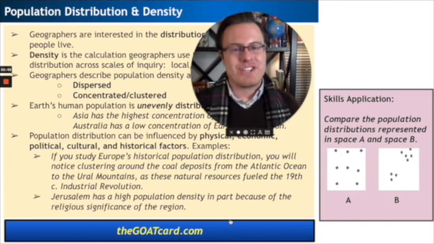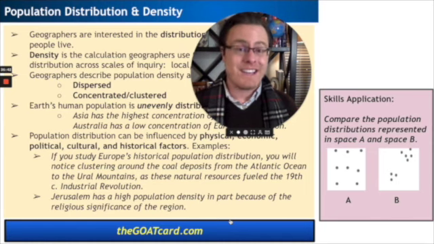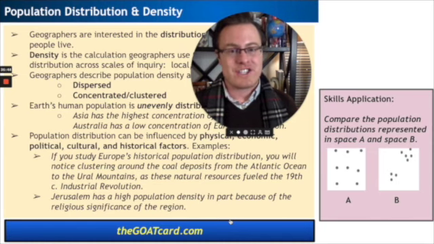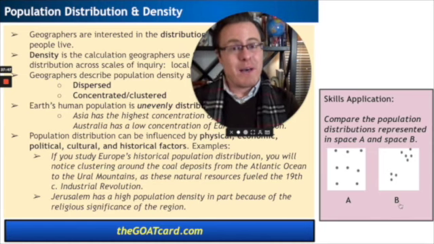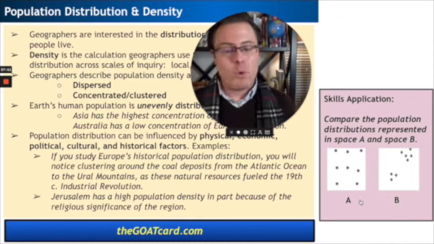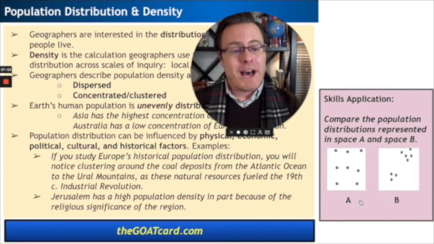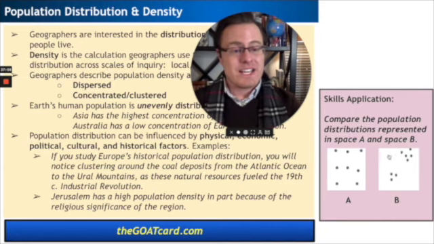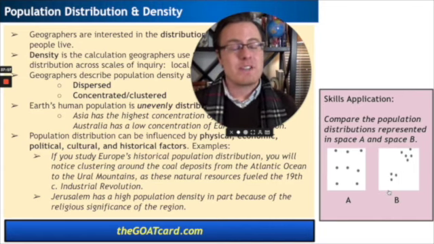All right, AP Human Geography scholars, let me share with you my thinking on this skills application question. Here's what I wrote. The population distribution in space A appears to be more dispersed than the population distribution in space B, which appears to be more concentrated or clustered.